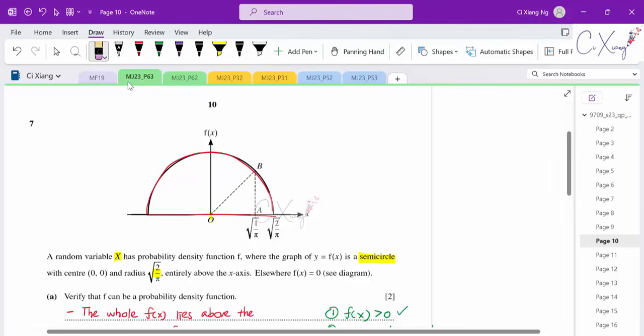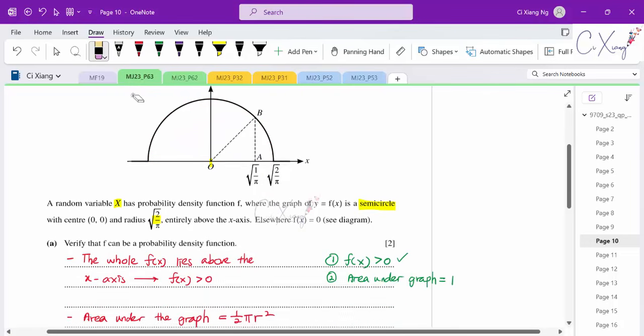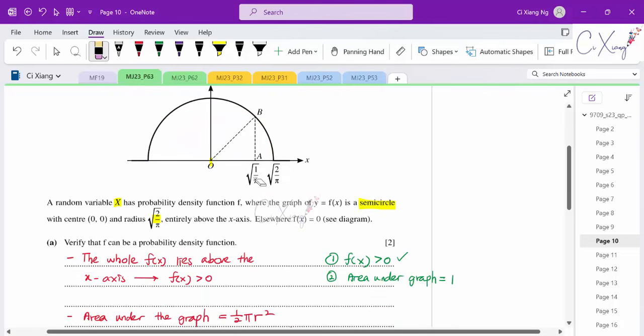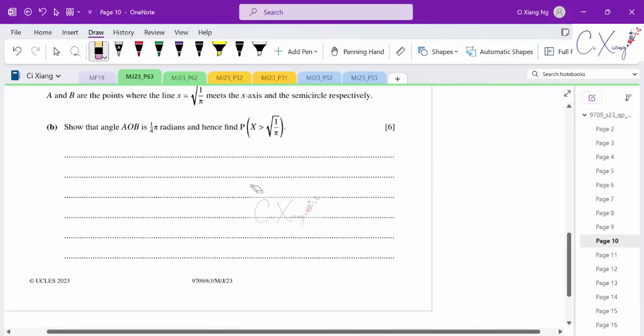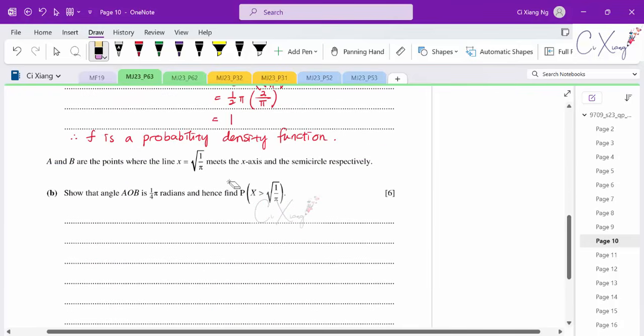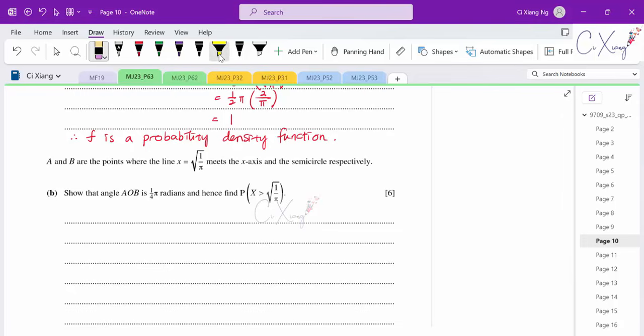What is the point A and point B? So you can see from here, point A and point B have the same x coordinate, which is square root 1 over pi. It is x equals square root 1 over pi. And then they want us to show that the angle AOB is pi over 4 radian. And after that, find the probability of x greater than square root 1 over pi. So we need to prove the first thing first: the angle AOB is pi over 4.